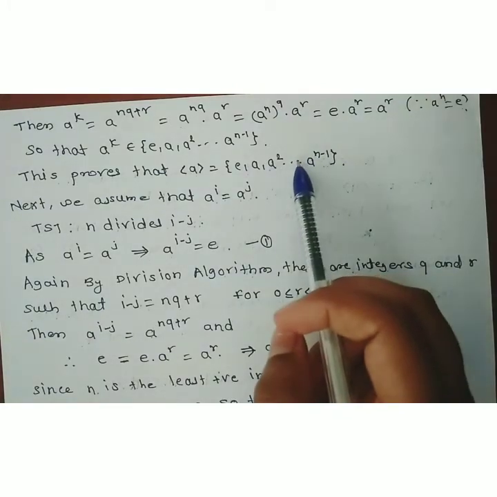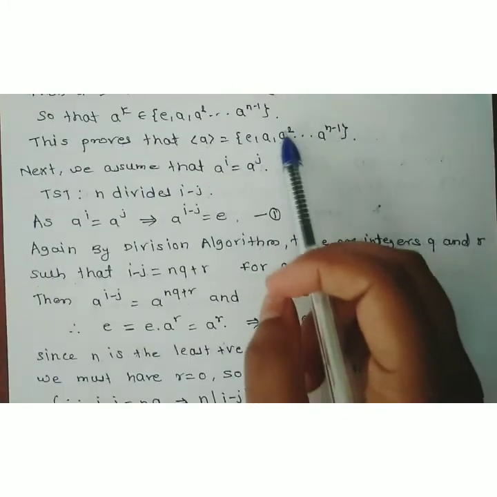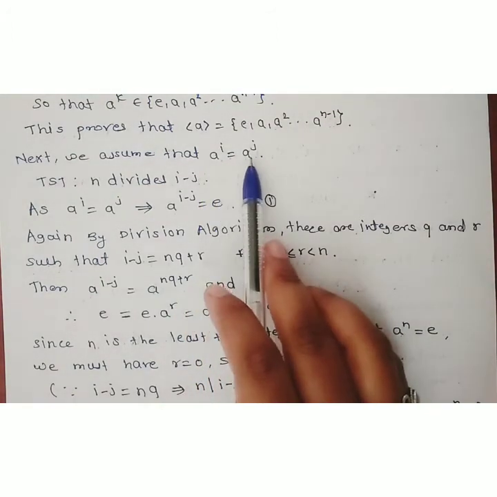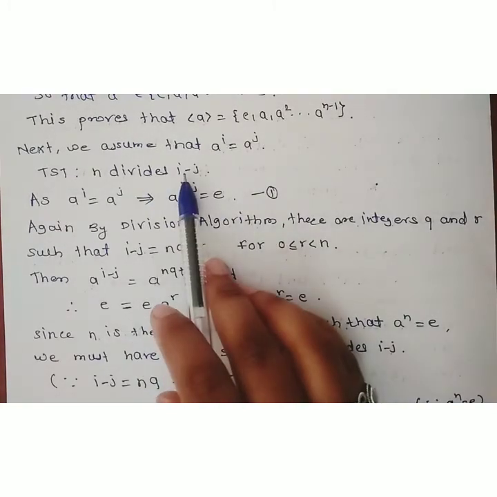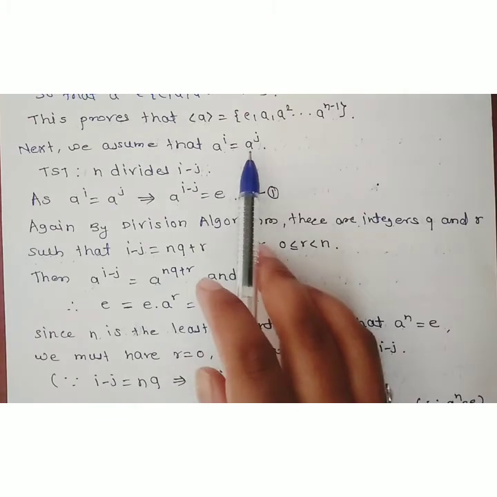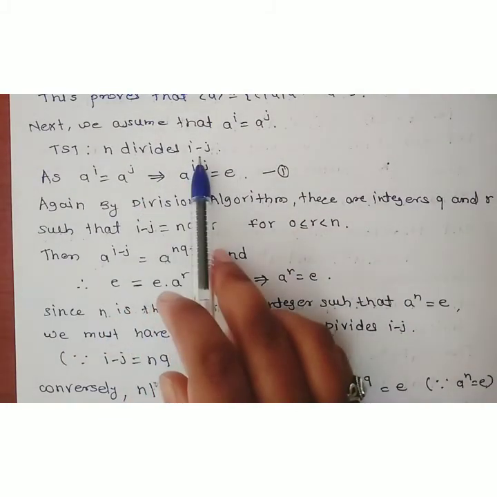Now therefore the first part is here completed. Next, in the next part, we have to show that a raised to i is equal to a raised to j if and only if n divides i minus j. First we assume that a raised to i is equal to a raised to j, then we have to show that n divides i minus j.